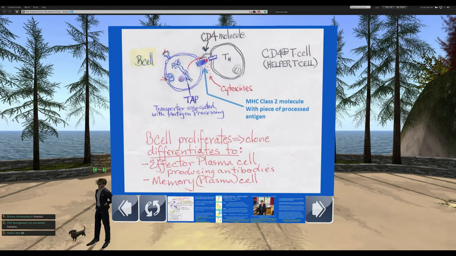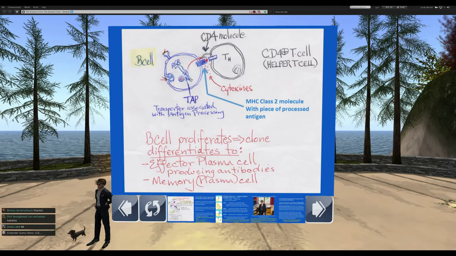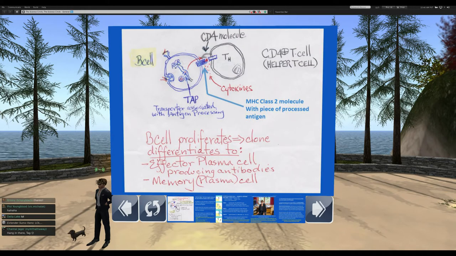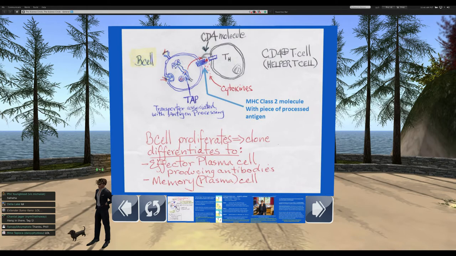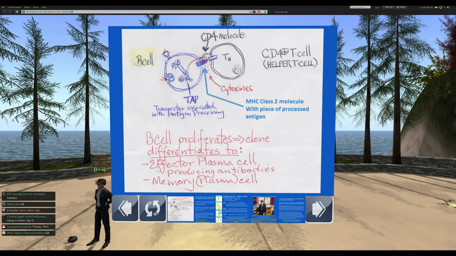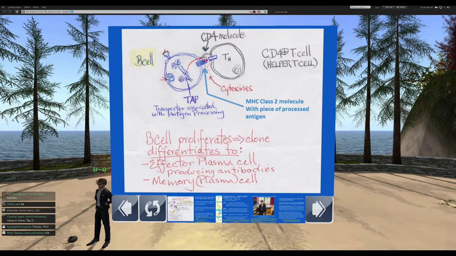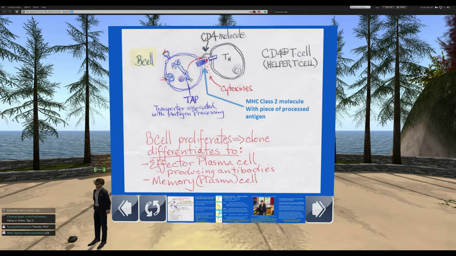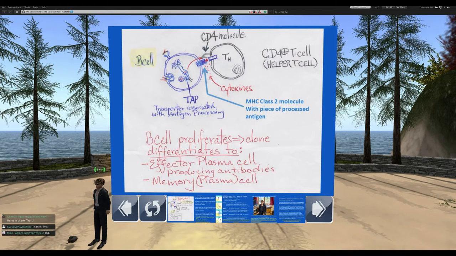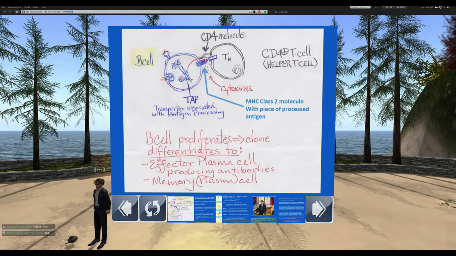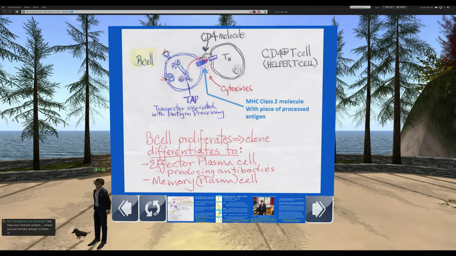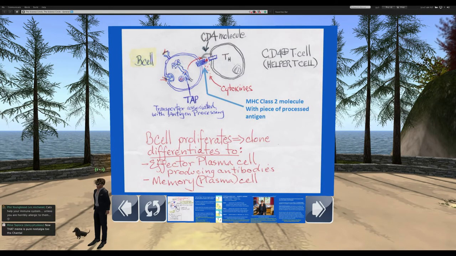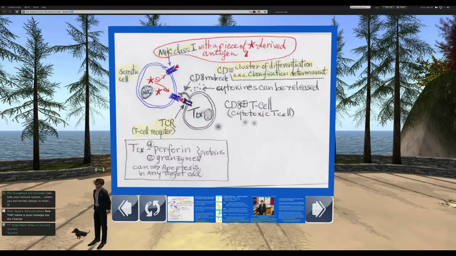These cytokines will interact with the B cell, and it flips its switch. The B cell proliferates to form a clone, and it differentiates and forms two kinds of cells, mostly effector plasma cells, which are cells that are carrying out defense mechanisms. The effector plasma cells are producing antibodies, and then there are some memory cells that have longer half-lives by quite a lot, and they will reactivate when this infection ever comes back, assuming you win and eliminate it.